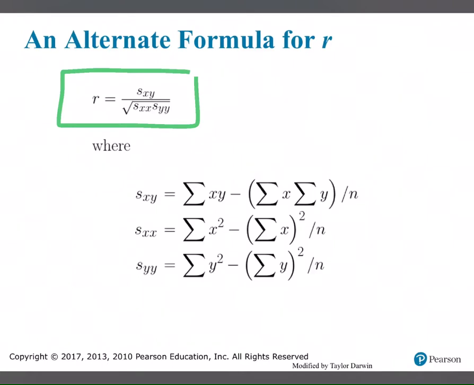Well, what are all these things? To get S sub xy, we do the sum of x times y minus the sum of x times the sum of y divided by n. To find S sub xx, we do the sum of x squares minus the sum of x's squared divided by n. And to find S sub yy, we do the sum of y squares minus the sum of y squared divided by n. I know that's a lot of information at once, but we're going to do an example, and I'll kind of show you how to do this.